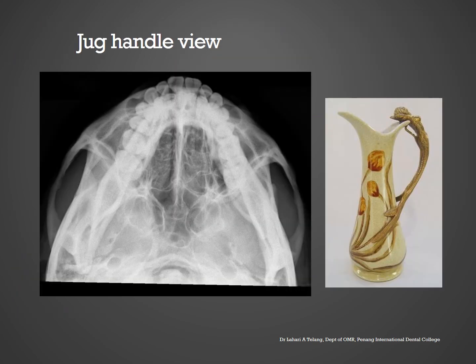This is the jug handle view where you can see the zygomatic arches like handles of a jug, and when you're expecting a mid-facial fracture, where the person has, for example, got into a fist fight and the zygoma has fractured, you will see that the fractured zygoma caves in and is very clearly visible in this view.